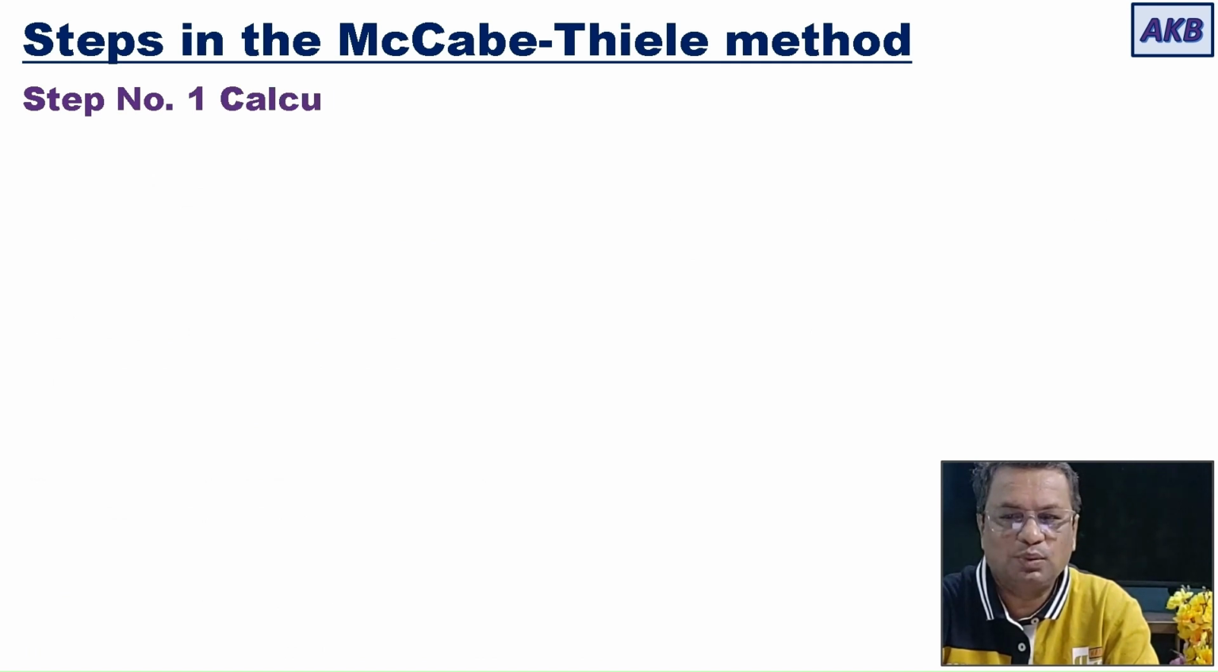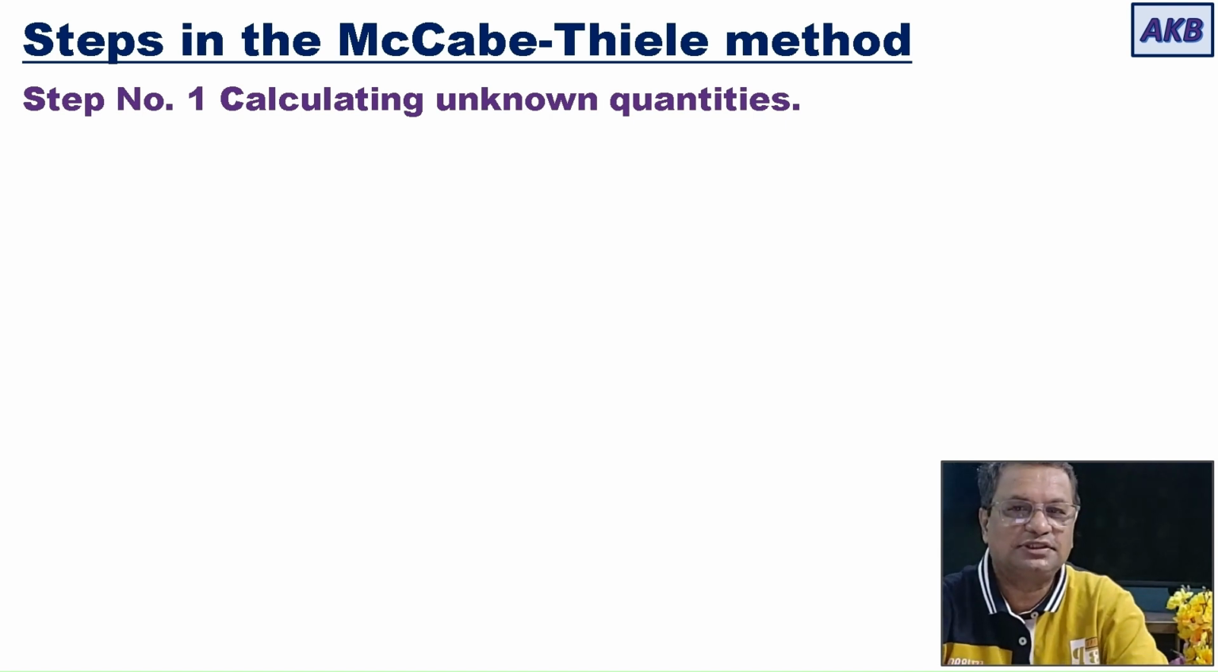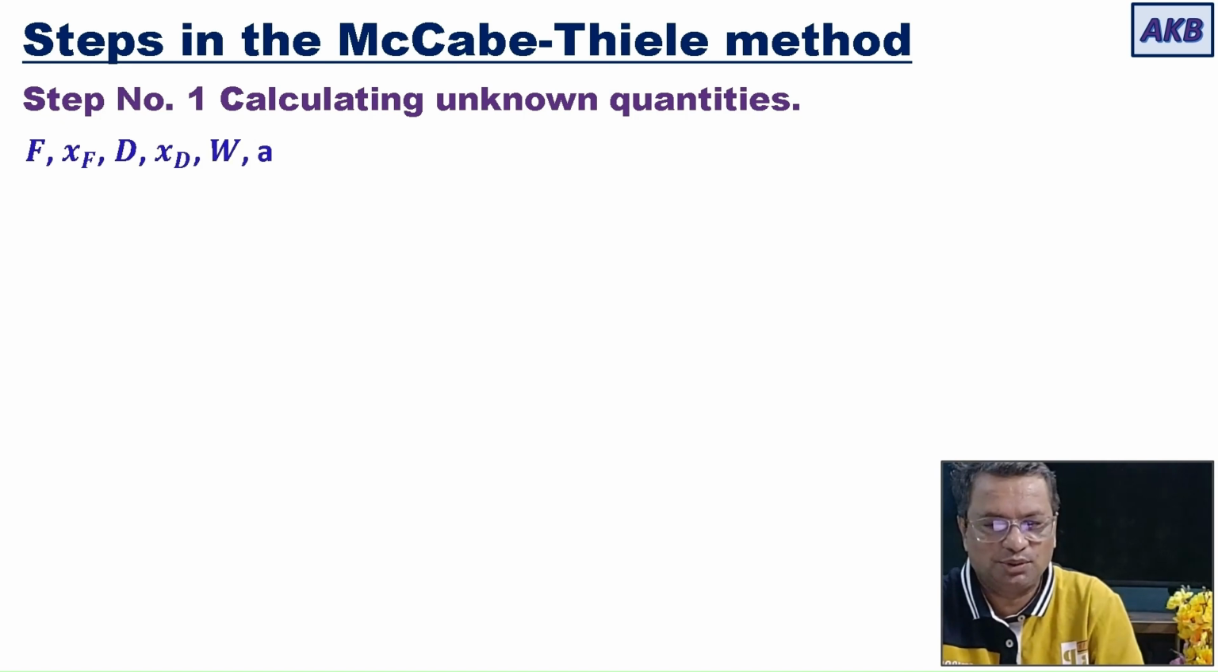Okay, step number 1. I'm discussing it as steps. So let us first understand what step number 1 is. Some quantities may be unknown, so step number 1 will be finding those unknown quantities. So which quantities are involved?